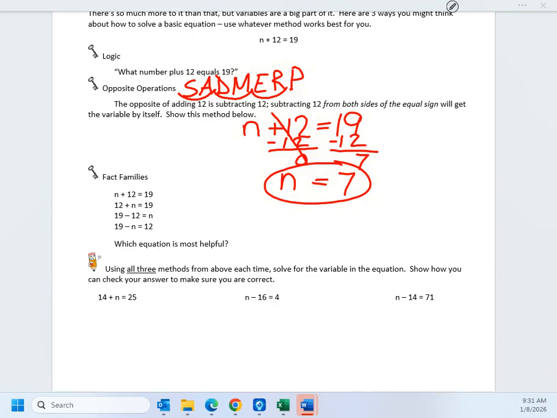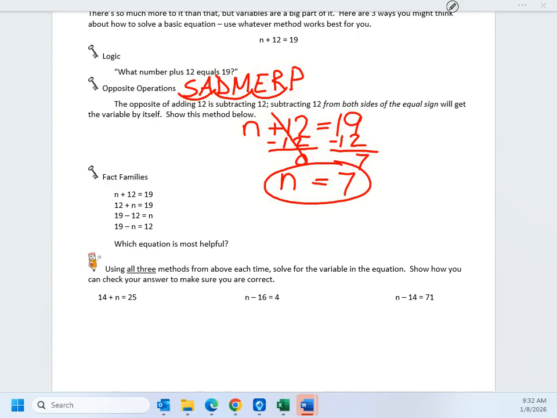So for these first two objectives, we're able to do the logic or the fact families because it's easier numbers. But when we get into pre-algebra and algebra, and oh my goodness, when we get into calculus, it's going to matter that we know how to organize and set up our problems using the opposite operations. So just know, even if you don't use it in this objective today because you don't need to, you're going to have to learn it. It's coming.